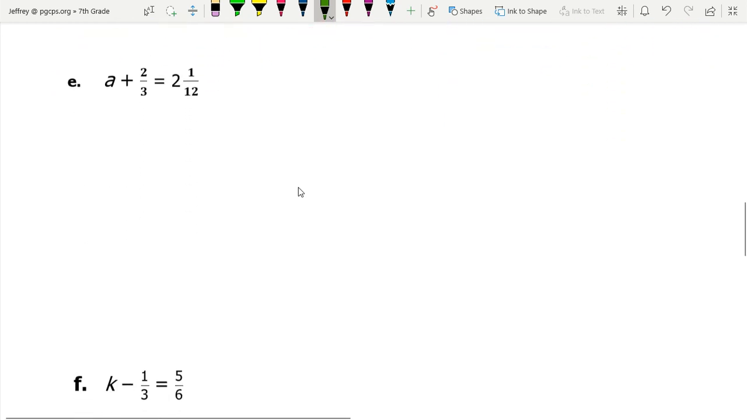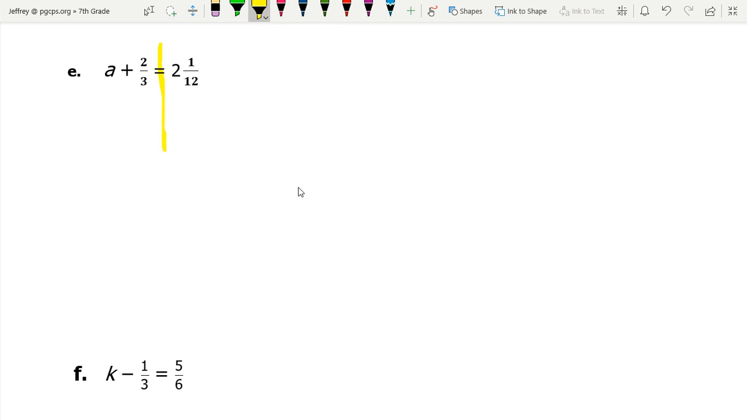Now let's do letter E, which is a fraction. We have the same steps. There's two sides of the equation. Now, we need to keep a by itself, so get rid of plus 2/3. Yes, we need to do the opposite. So minus 2/3, minus 2/3. Now, these are opposites, so we do know that's a 0.